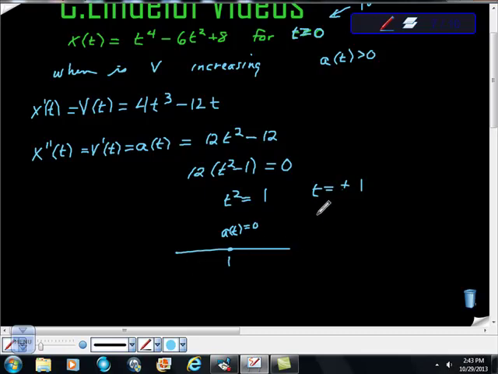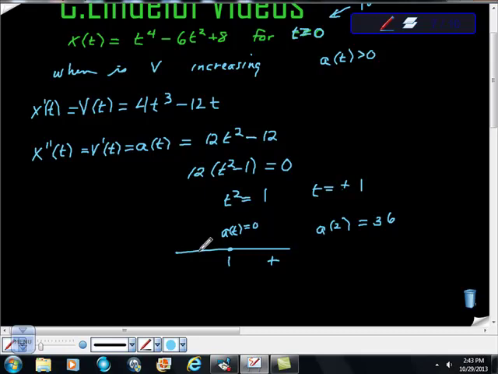So I tested something like 2, because acceleration only changes at that one place, so it's not going to change again over here on the right. So I'm going to take a of 2, and a of 2 is equal to 12 times 2 squared, which is 4, minus 12, which is equal to 36. Well, 36 is positive.